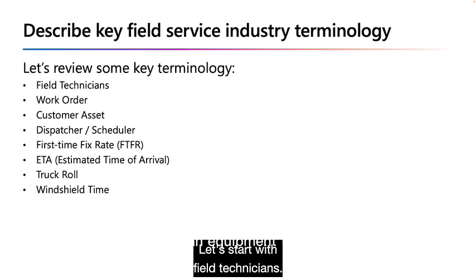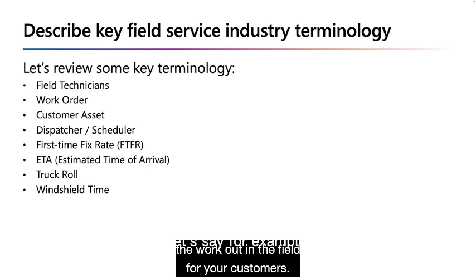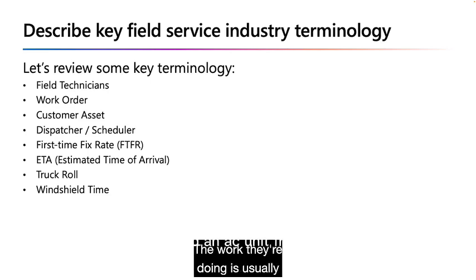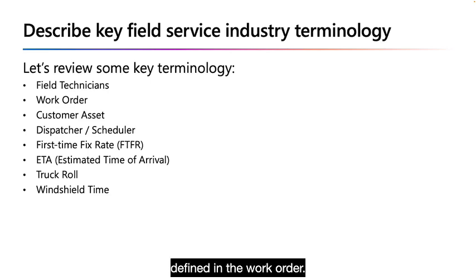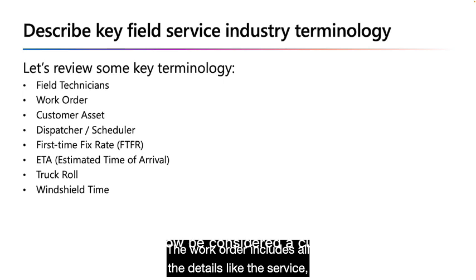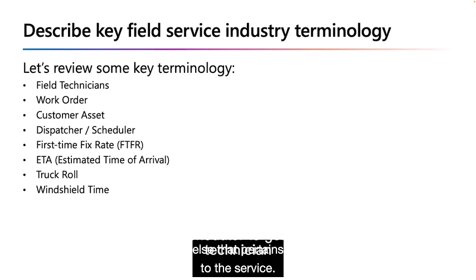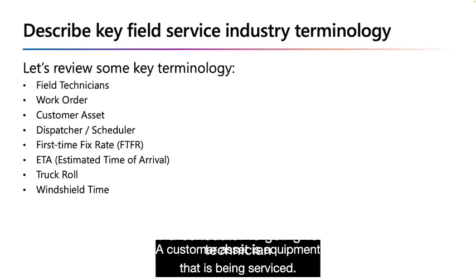A customer asset is the equipment that is being serviced. Let's say, for example, a customer purchased an AC unit from your organization. That AC unit now will be considered a customer asset. And when that asset has an open work order, a dispatcher or a scheduler is going to assign a field technician to the work order.